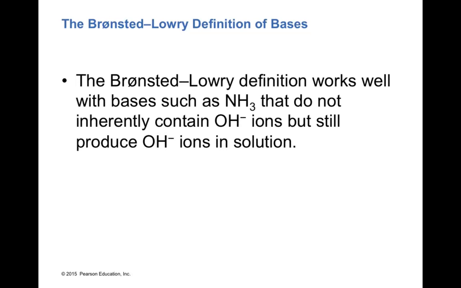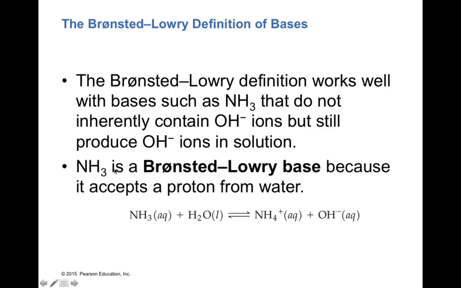The Brønsted-Lowry definition works well with bases such as ammonia. NH3 is a base. It's a compound that is considered a base that does not inherently contain OH. This one doesn't contain OH, but still produces OH ions in solution. Why? Because NH3 is a Brønsted-Lowry base because it accepts a proton.